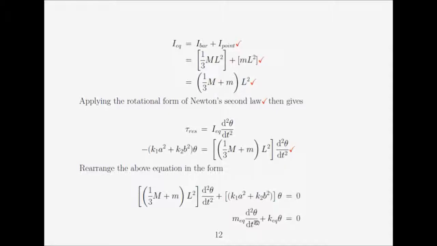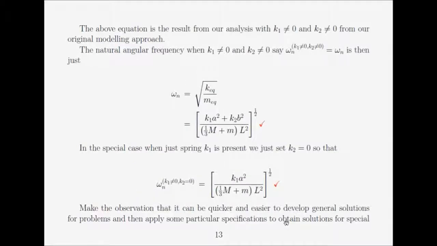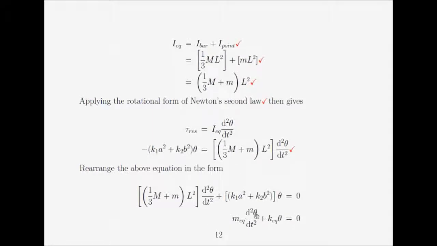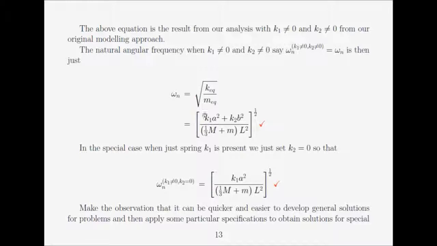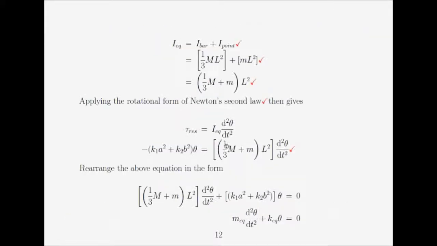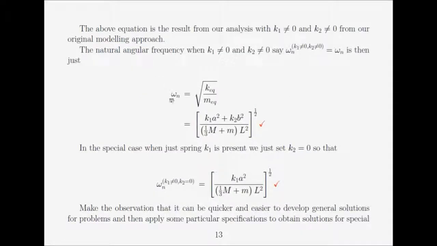We put it into the standard form. M double derivative plus k no derivative is equal to zero. That's basically mx dot dot plus kx is equal to zero. We then have omega n is the square root of k over m. We just put it in algebraic form over there. We don't really need to simplify it.